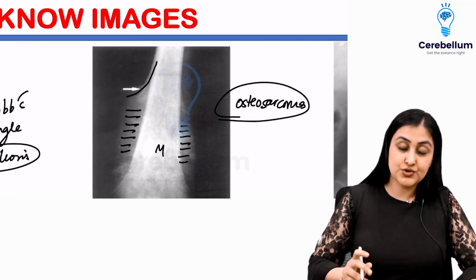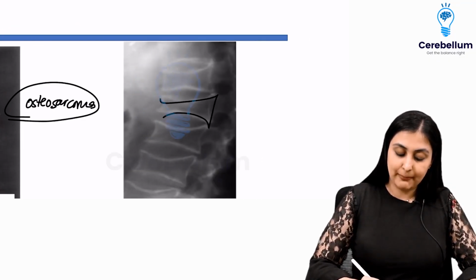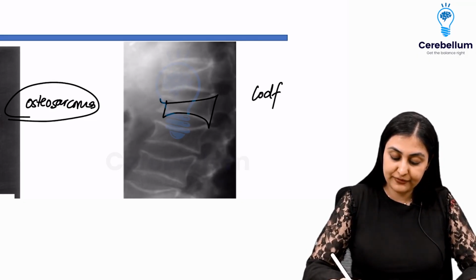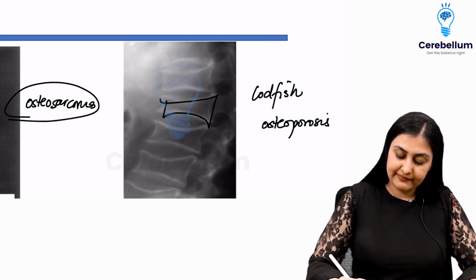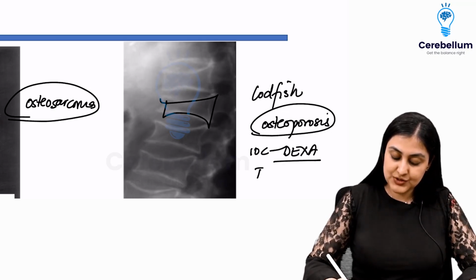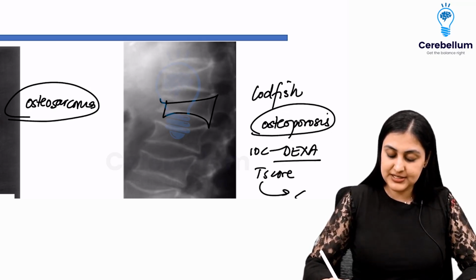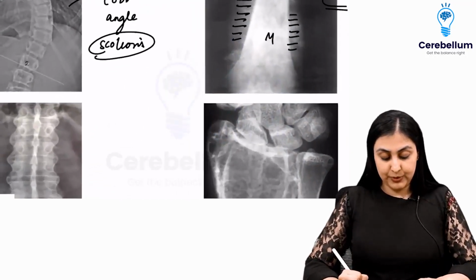Sarcoma. So this is osteosarcoma here. In this X-ray, you can see how the bones are all bent here. So this is the codfish vertebrae in osteoporosis. Investigation of choice is DEXA. In DEXA, we take the T-score for WHO grading. A T-score of minus 2.5 standard deviations is osteoporosis.